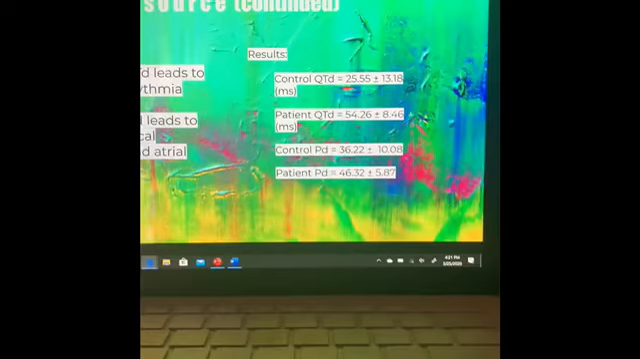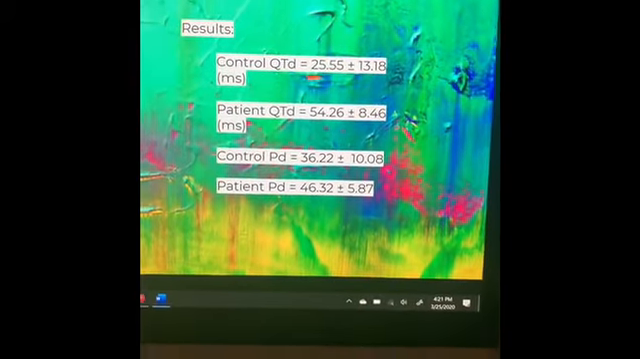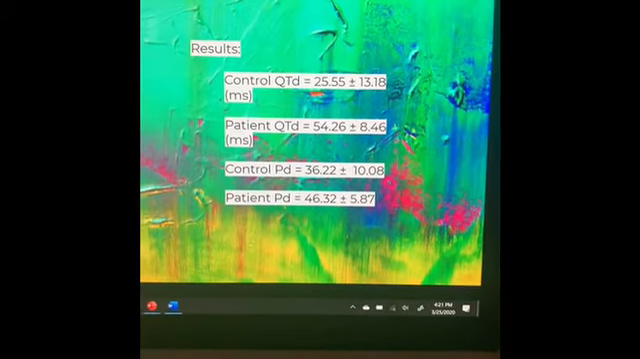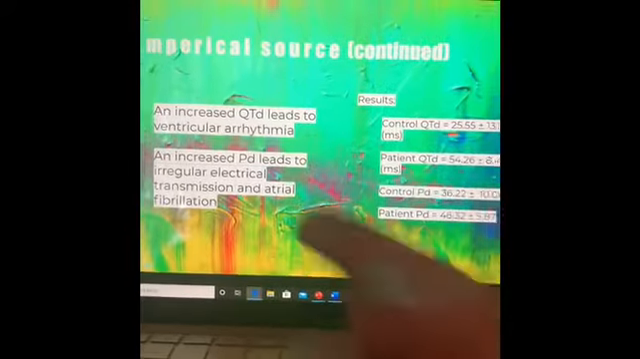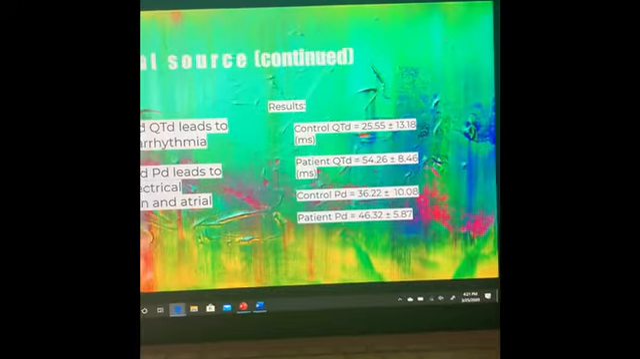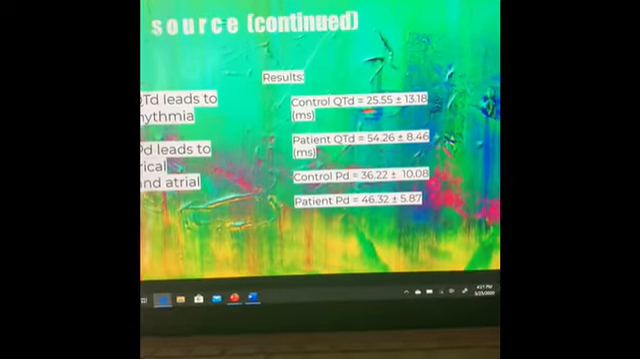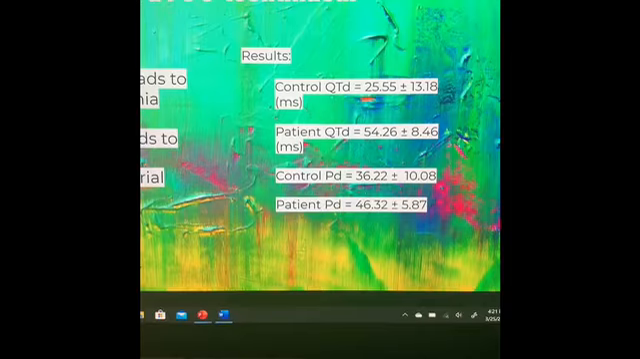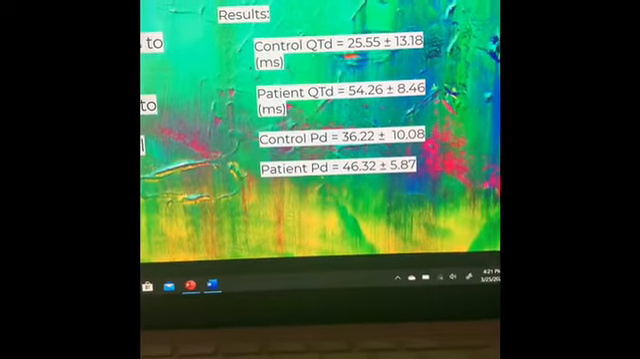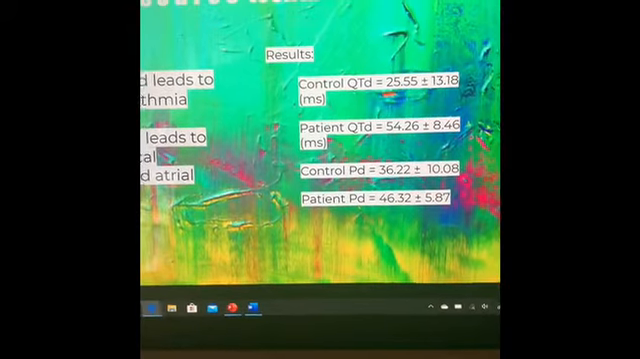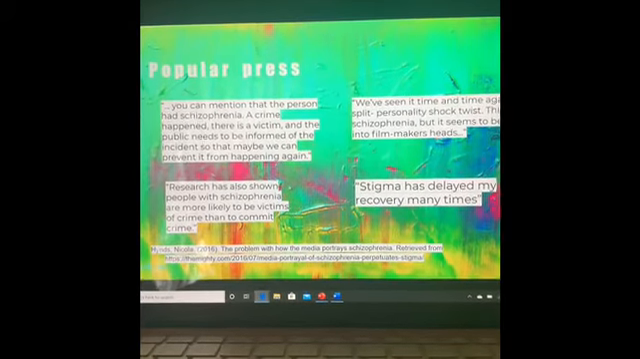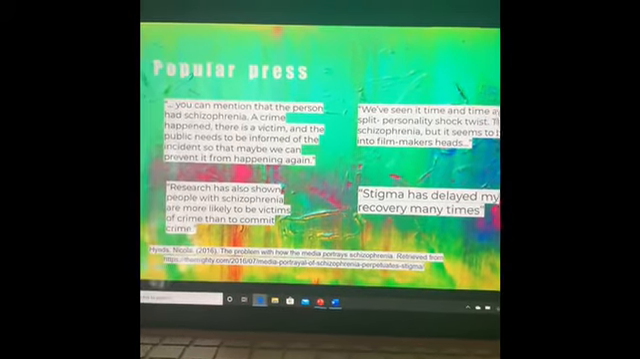Some of the results for patients with schizophrenia: the QT dispersion actually more than doubled, which, if an increased QTD leads to ventricular arrhythmia, means schizophrenia patients are way more likely to get that. For the P dispersion, they didn't quite double, but they still had a very high amount compared to the control group.